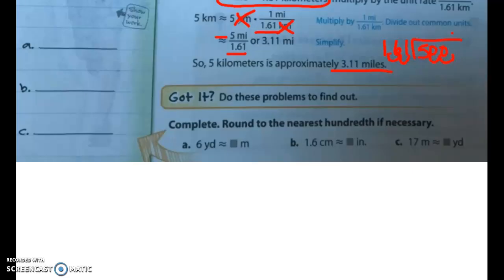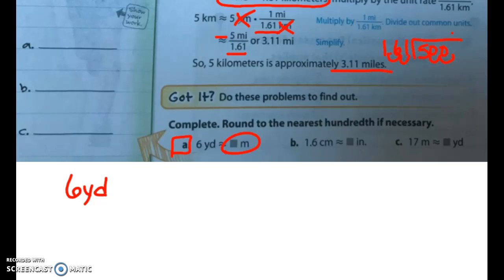All right, we're going to go. I want you to pause your video and try to figure out option A. So we have 6 yards, and I want to know how many meters is that. So you're only doing A. Pause, show your work, and show me you know how to do it. Unpause, and you'll see me work it out.